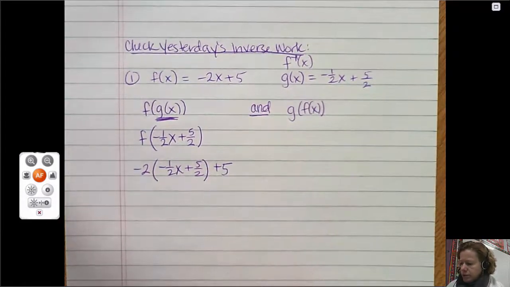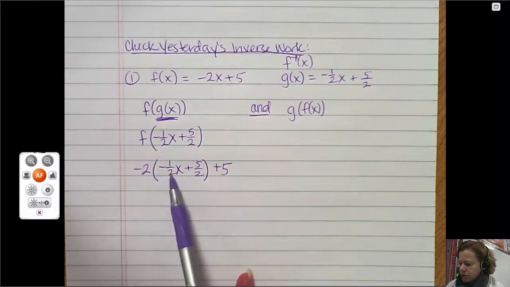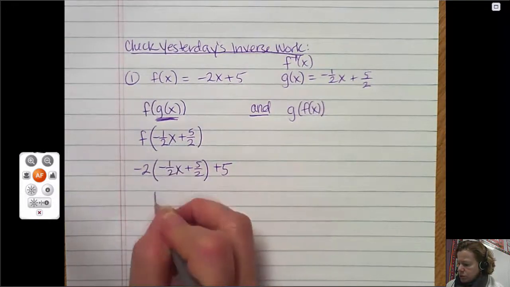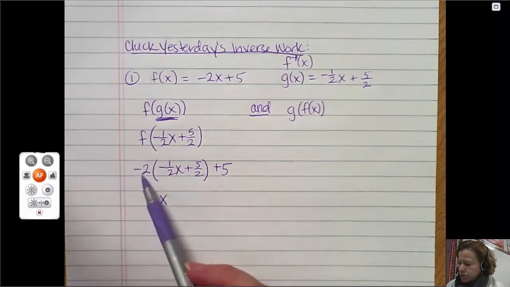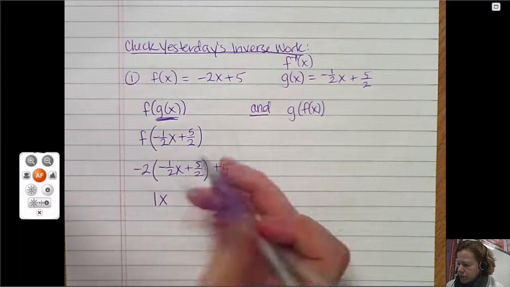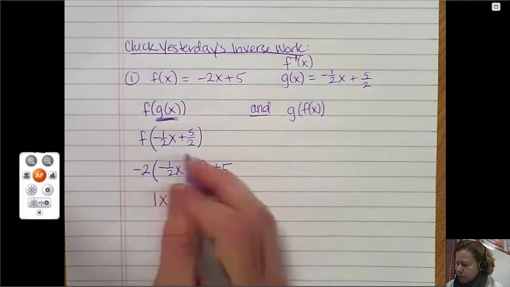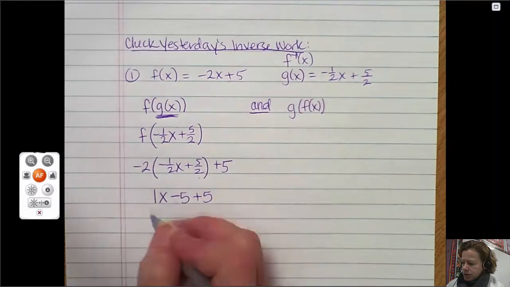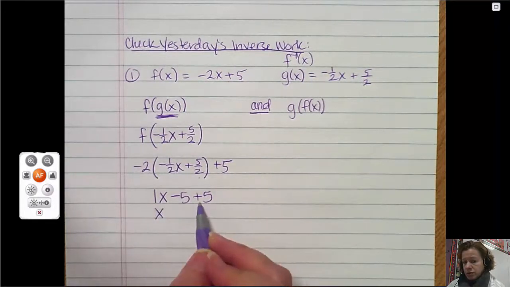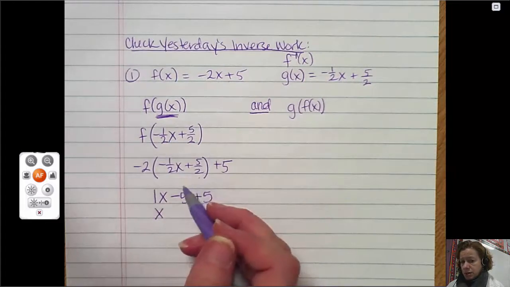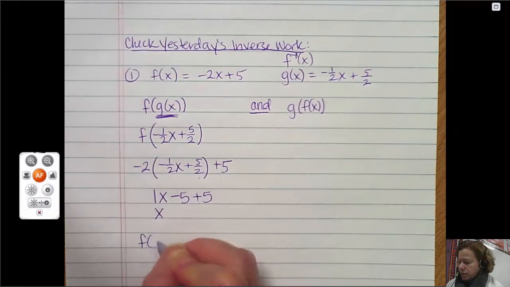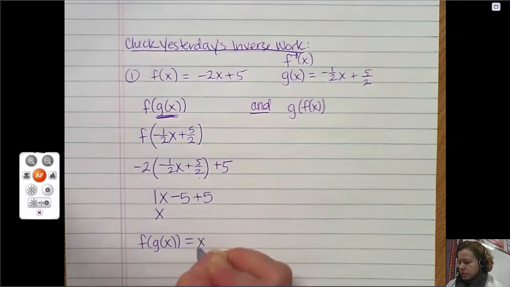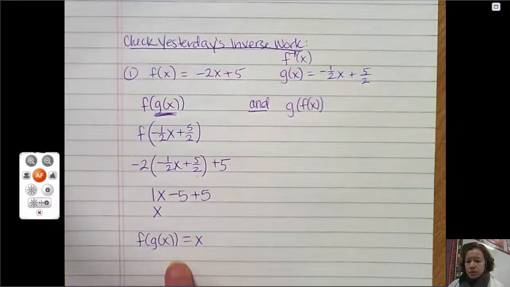Okay, well, when I multiply -2 times -1/2, those twos cancel, and I'm left with +1x. -2 times +5/2, those twos cancel, and I'm left with -1 times 5, which is -5. So that's that part cleaned up, and then I add 5 to it. Well, we really write 1x as x, and -5 plus 5 cancels. So, although it looked scary in the beginning, it cleaned up fast, and I can say f of g of x equals x. So half of my inverse check is done, and it looks like we're in good shape, because I plugged in an x and I got out an x.